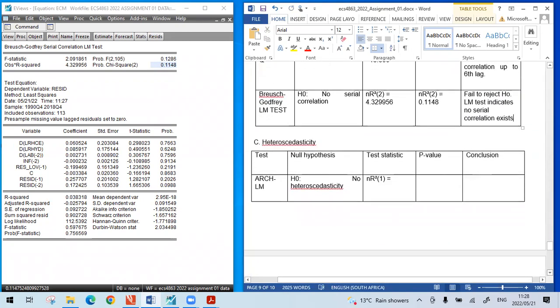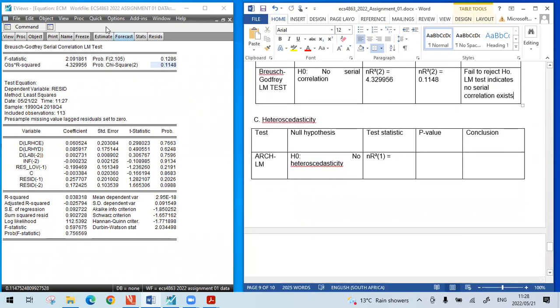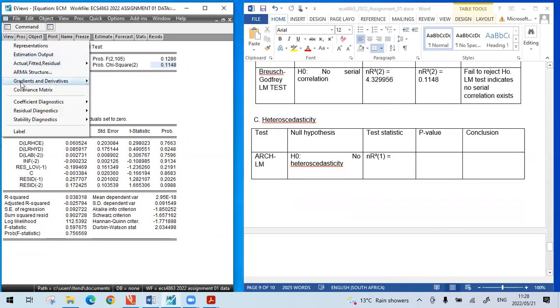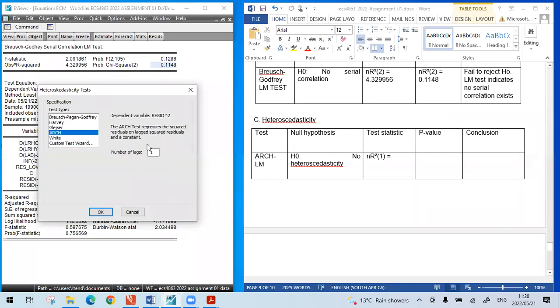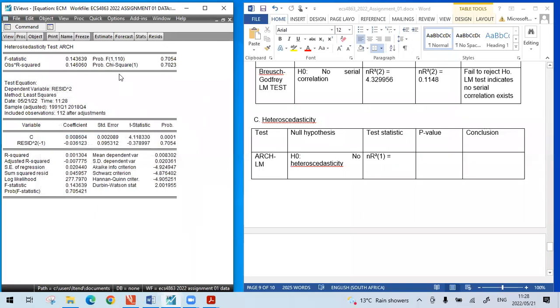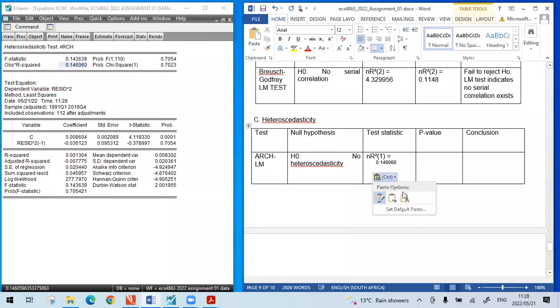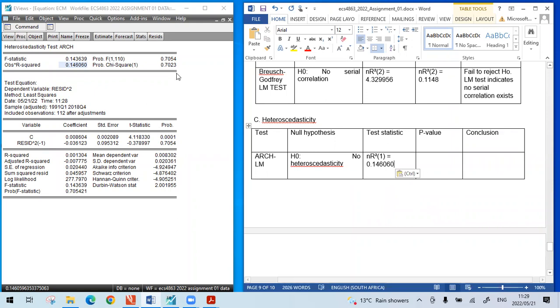Then lastly, let's test for heteroscedasticity. We look at ARCH LM. We go to residuals. This is heteroscedasticity. ARCH is this one. The observed R squared, the lags is 1. I'm not changing anything there. I just click there, observed. I copy here. That's the observed. We paste it here. What about the P?